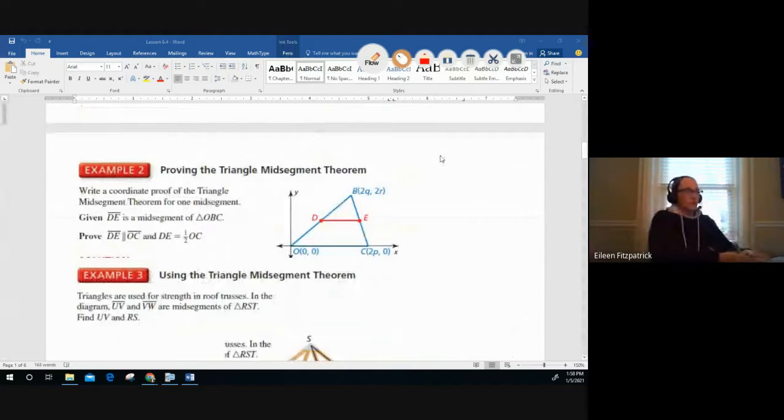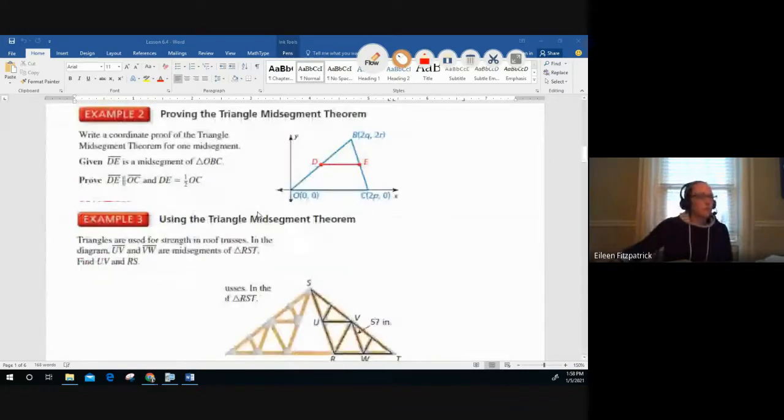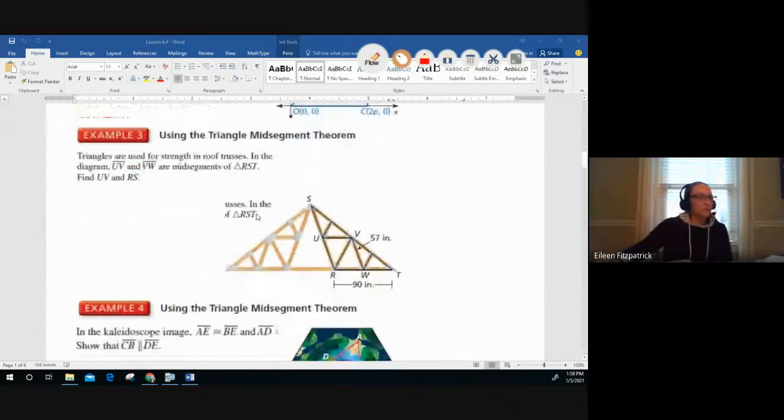For the next problem, we're actually not going to do that proof. We're going to skip over that. We're going to move on to example 3, using the triangle mid-segment theorem. Triangles are used for strength in roof trusses. In the diagram, segment UV, which is right here, and segment VW right here are mid-segments of triangle RST.